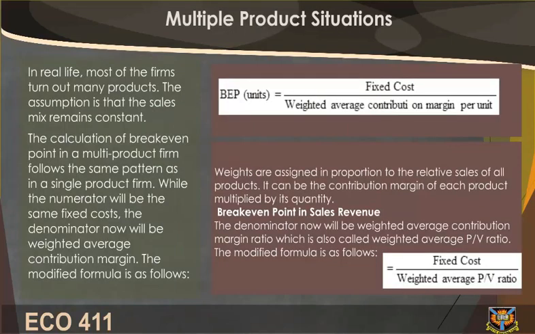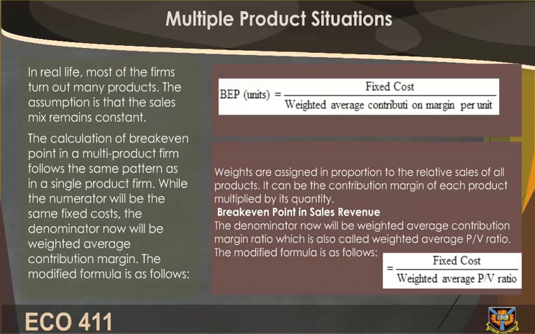Multiple product situations. In real life, most of the firms turn out many products. The assumption is that the sales mix remains constant. The calculation of break-even point in a multi-product firm follows the same pattern as in a single product firm. While the numerator will be the same fixed cost, the denominator will now be weighted average contribution margin. The modified formula is as follows.